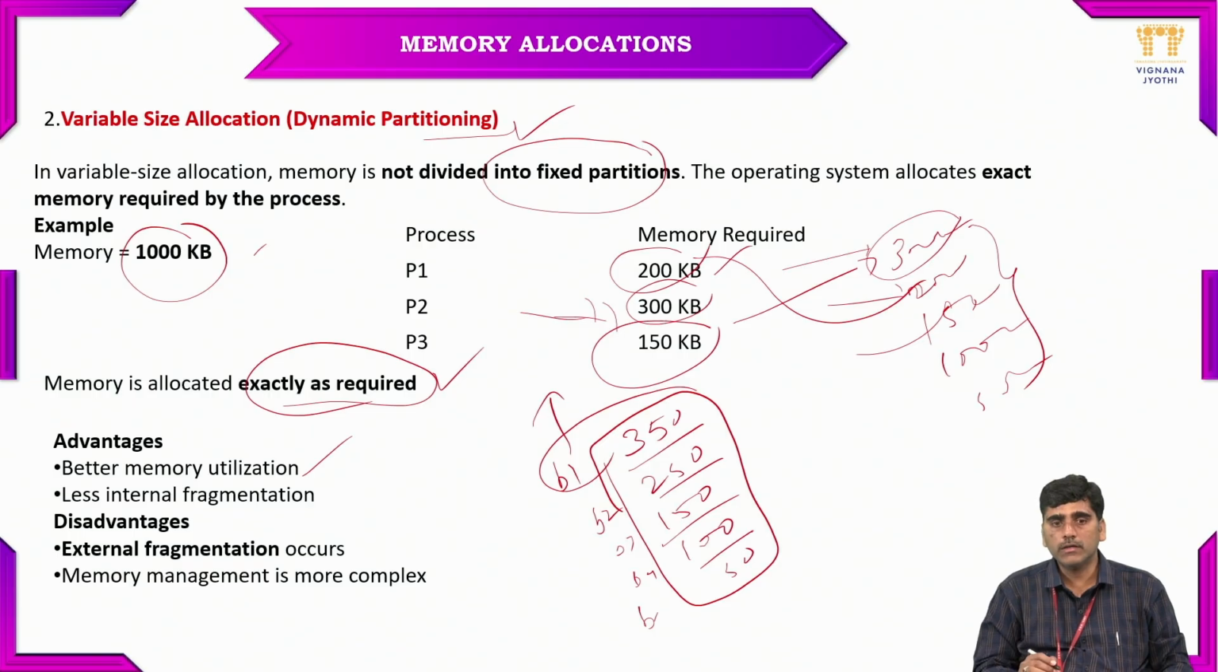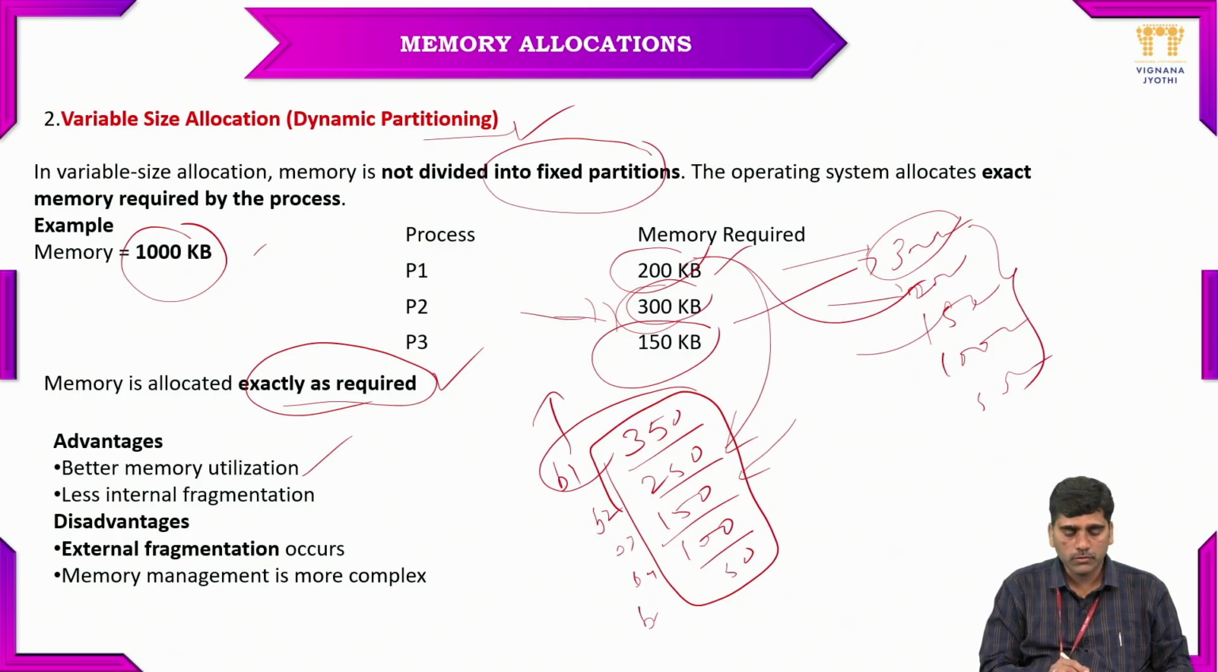And the second process, P2, is 200 KB. So 200 KB looks for block B2. And similarly P3 needs 150 KB. Is any block available? Yes, 150 KB. So better memory management is there. So this is the better memory utilization for variable sized allocations.